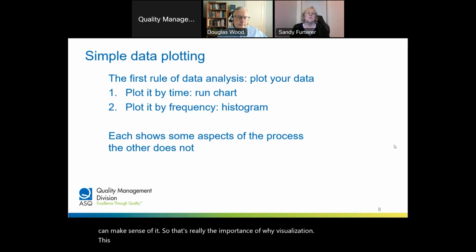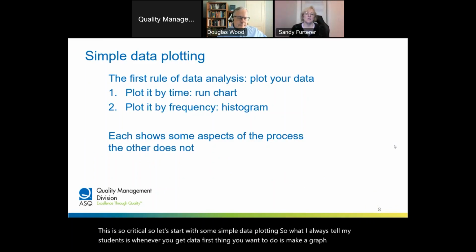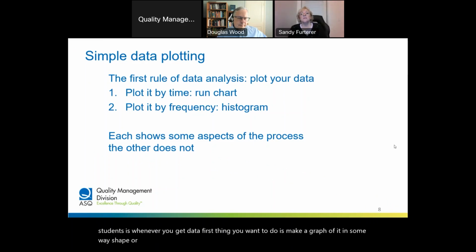So let's start with some simple data plotting. What I always tell my students is whenever you get data, first thing you want to do is make a graph of it in some way, shape, or form. Usually if it's variable data, I'll throw it into a histogram.